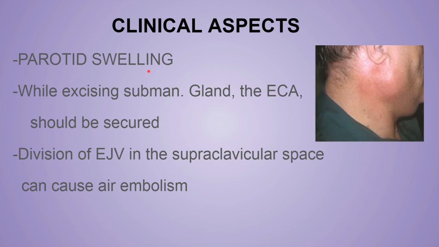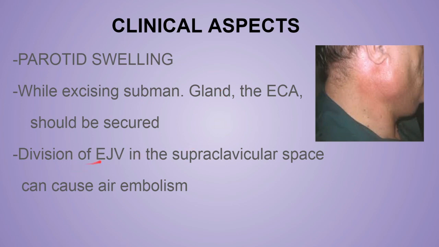Now, while excising the submandibular salivary gland, the external carotid artery should be secured before dividing it, because I told you before that the stylomandibular ligament is pierced by the external carotid artery. So when the surgeons are excising the submandibular salivary gland, they have to take care of this artery, otherwise it will retract in the stylomandibular ligament and will cause serious bleeding, because this artery pierces the stylomandibular ligament.